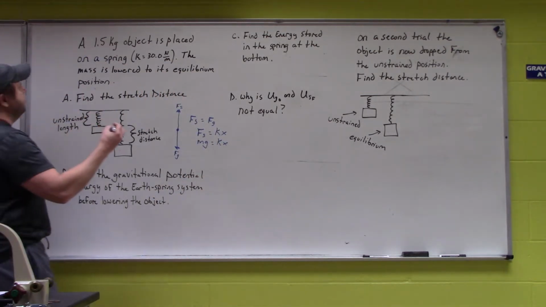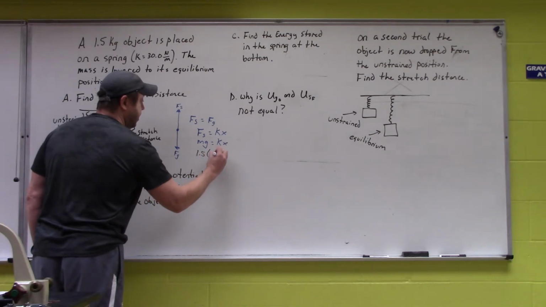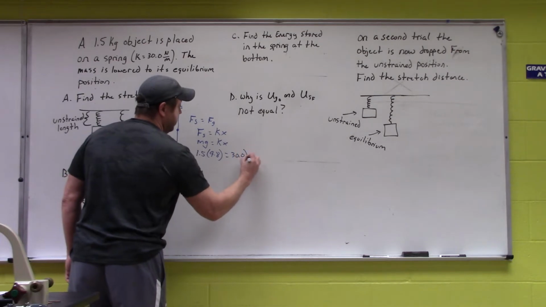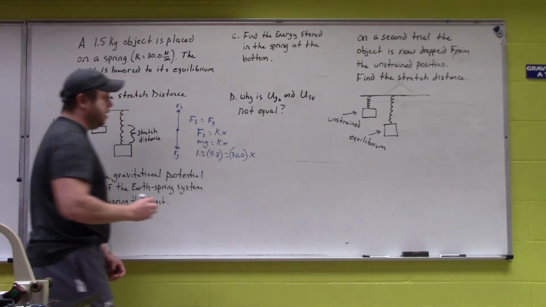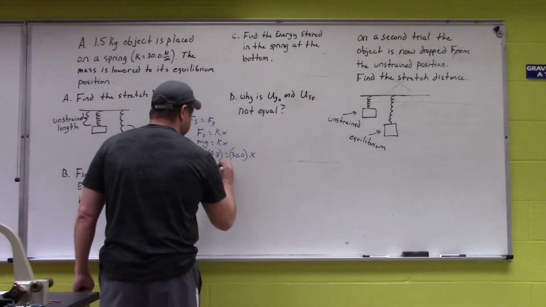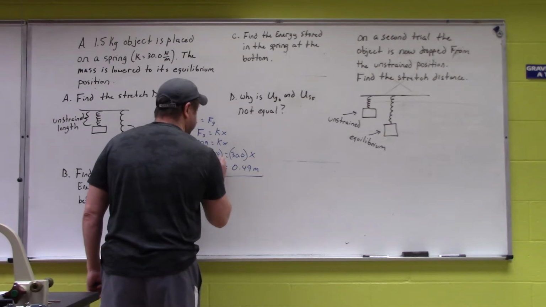All right, so let's fill this in. We have 1.5 times 9.8 equals our spring constant of 30 times x, which is the stretch distance. And from there we will get x equals 0.49 meters.